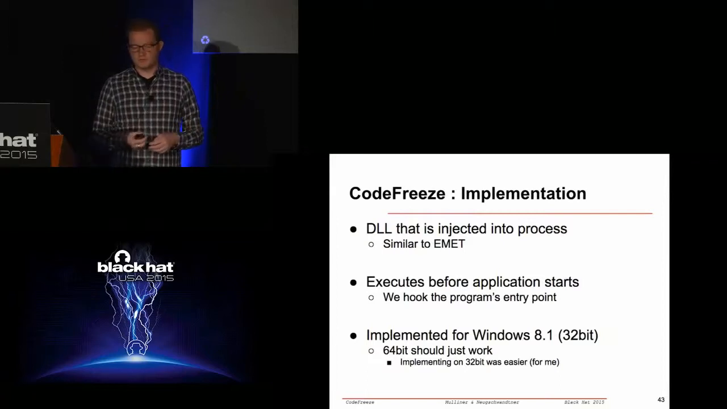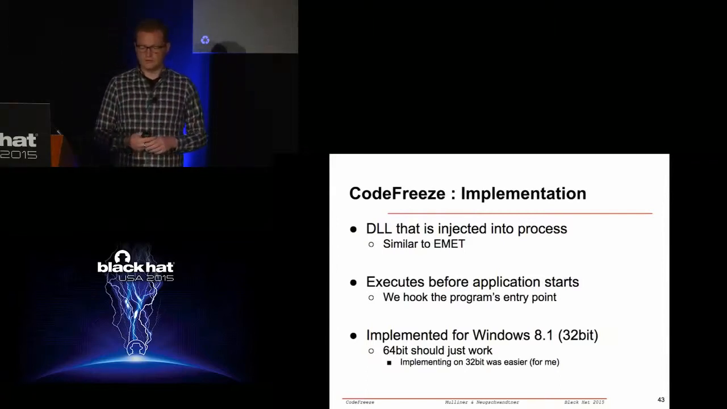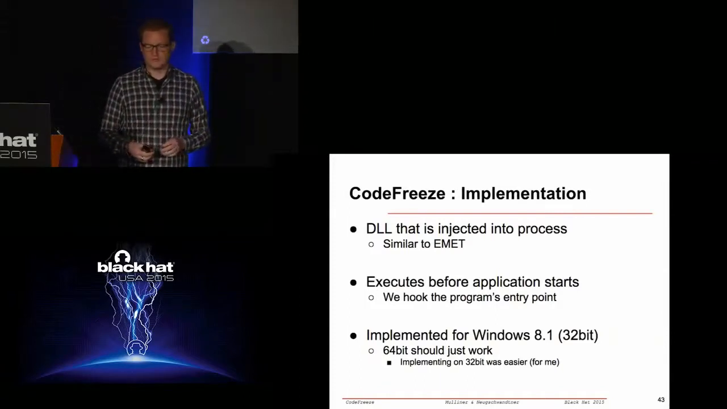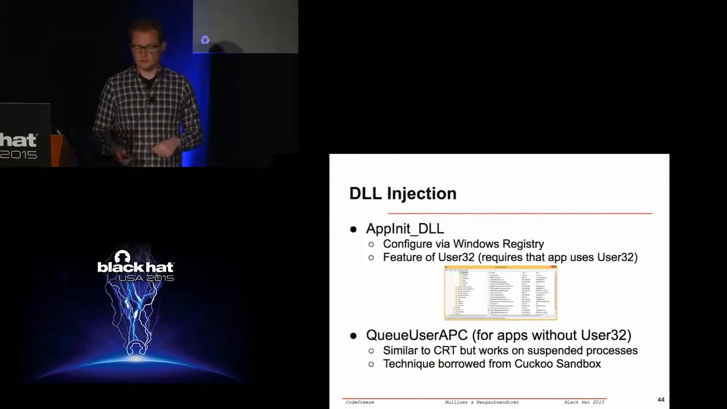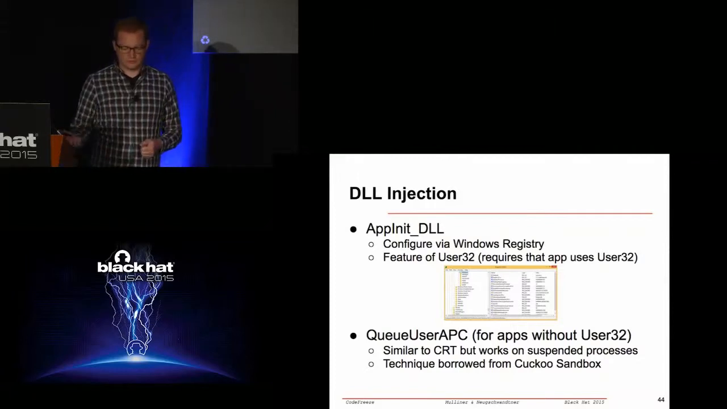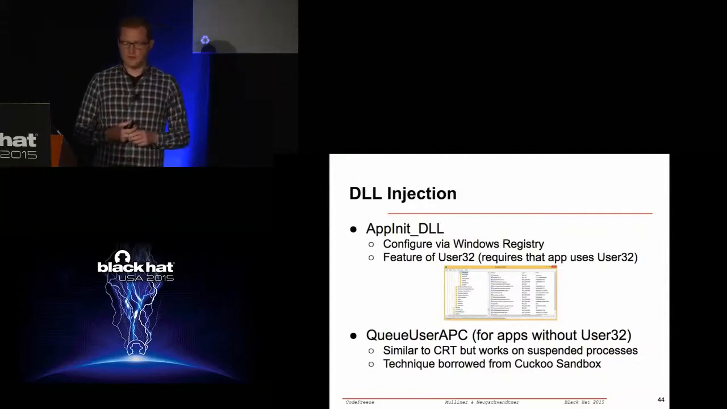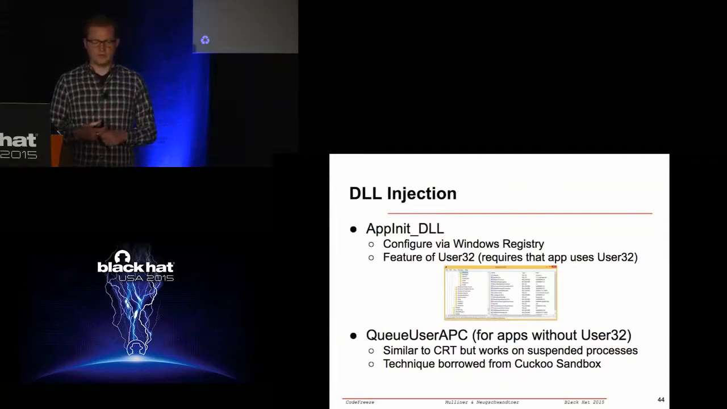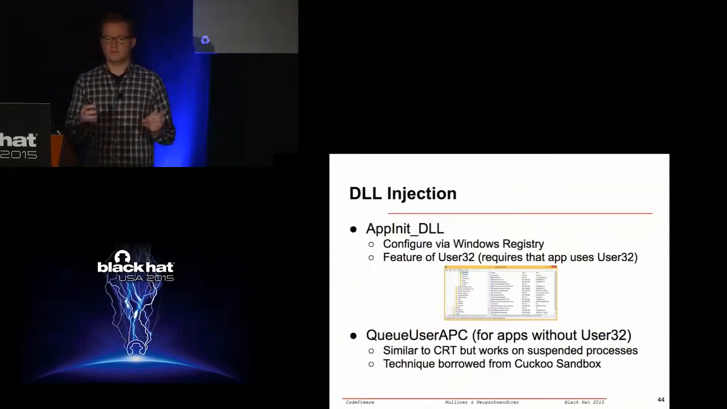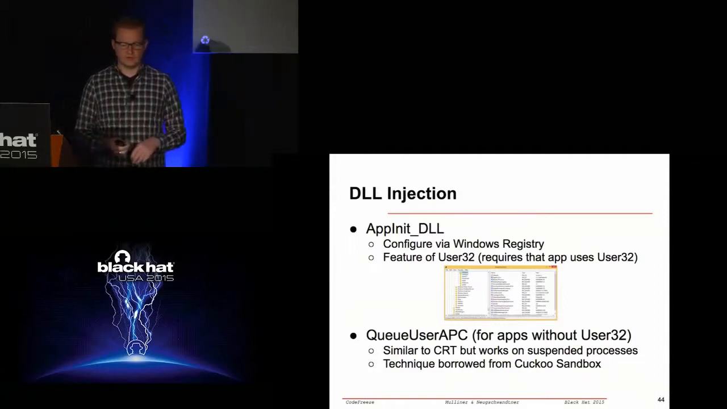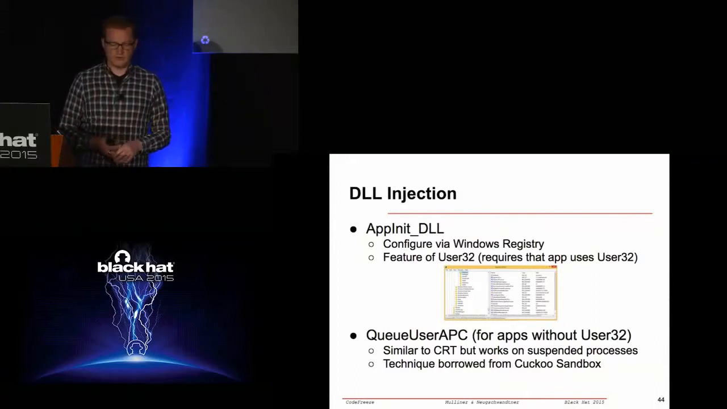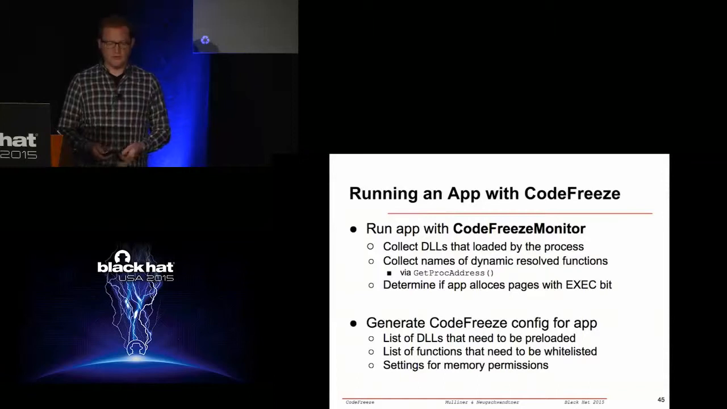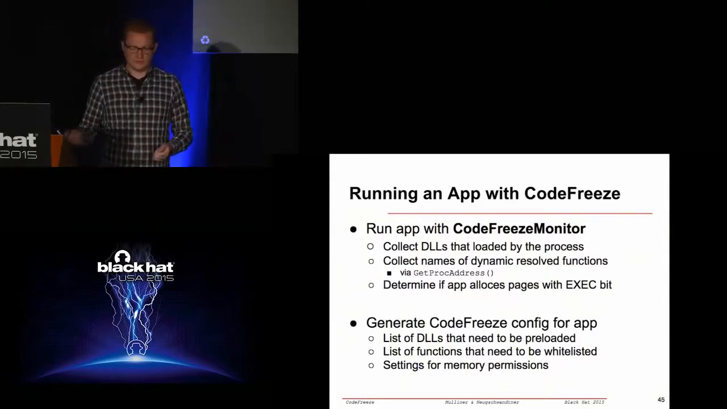Our proof of concept we implemented for Windows 8.1 and 32-bit mode. I'm not that experienced with x86 or Windows, so for me the 32-bit stuff was just easier, but there's no reason why this doesn't work on 64-bit implementations. The demo is for 32-bit mode. Just a few words about DLL injection. Either we use AppInit DLLs, which is a user32 functionality, so you can just set something in the registry and we get our DLL injected. But we can also use QueueUserAPC, where we can just inject code into any application. Depending on what the application uses, we can use either. It doesn't really matter.